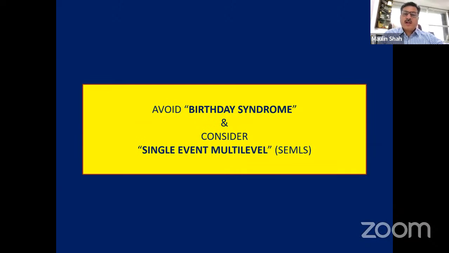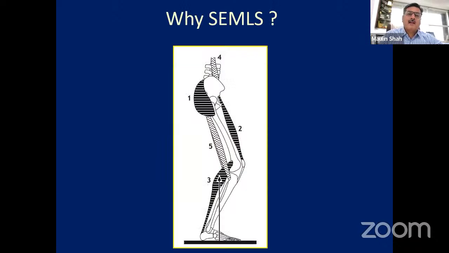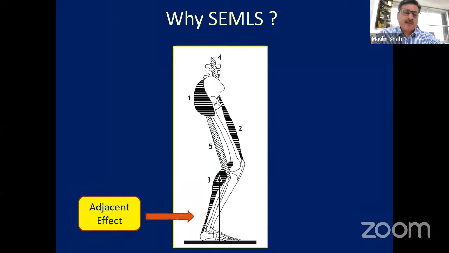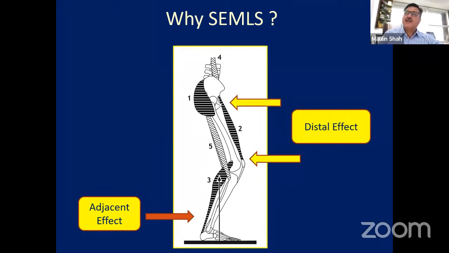And their goal was to avoid birthday syndrome and consider single surgery. Now the question is, why single event multi-level surgery? We would think that our patients would tolerate small surgeries better. But as in diplegia, we know the muscles cross two joints, and a spastic or a weak muscle would have an adjacent effect.